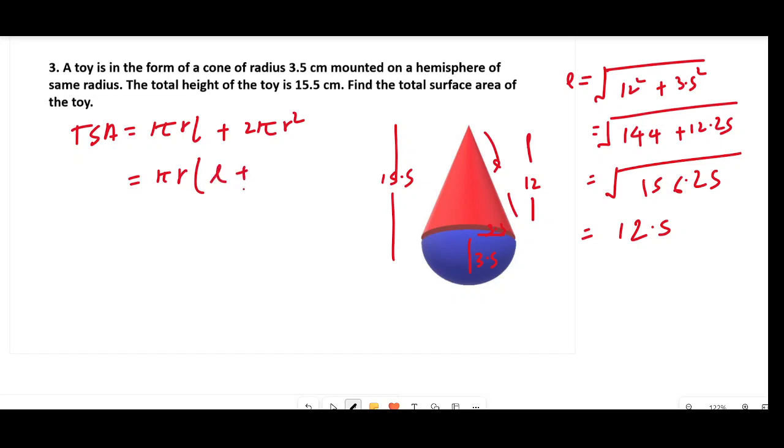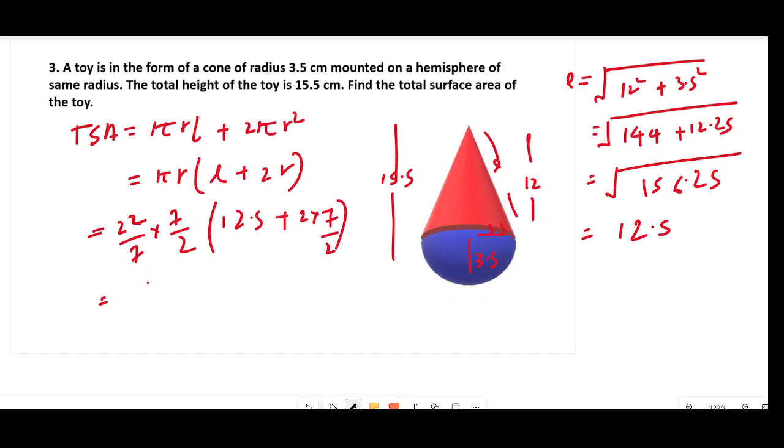Now here L, and here 2r. Now put the value 22 by 7 into r, which is given as 3.5, so we can write it as 7 by 2. Clear? Now L is 12.5, and 2r is 2 into 7 by 2. Now cancel out, this is 11.